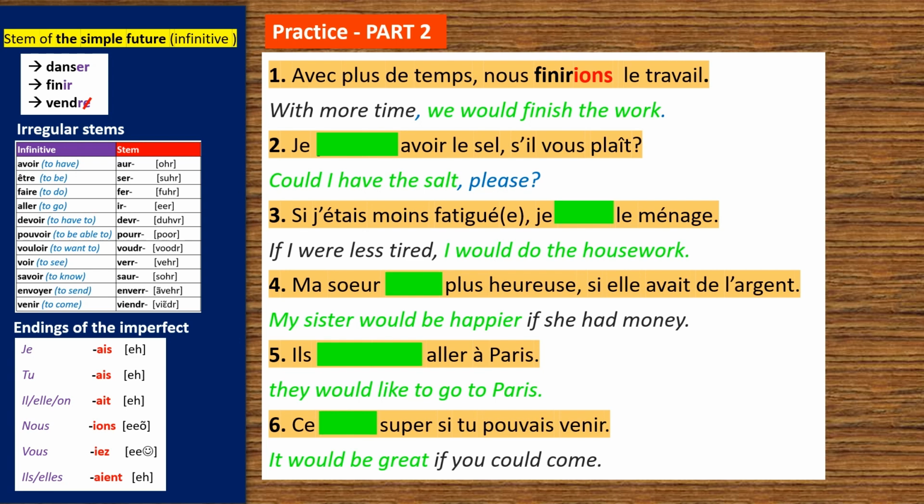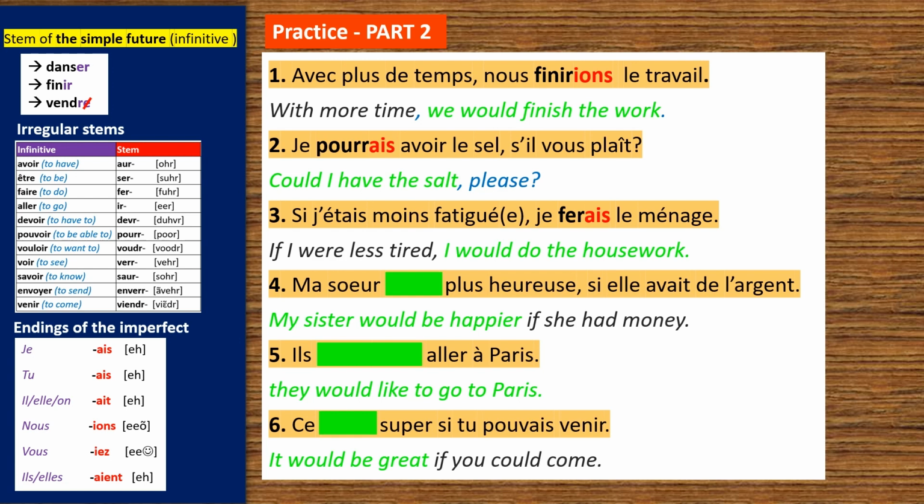I could have the salt. We're looking for the verb be able to, can. This verb is pouvoir. The stem is pour. And we need the ending for the first person. Je pourrais avoir le sel, s'il vous plaît? Numéro 3. Si j'étais moins fatigué, je, and of course we're looking for the verb to do, faire. Its stem is fer, and we've got the first person again. Si j'étais moins fatigué, je ferais le ménage.